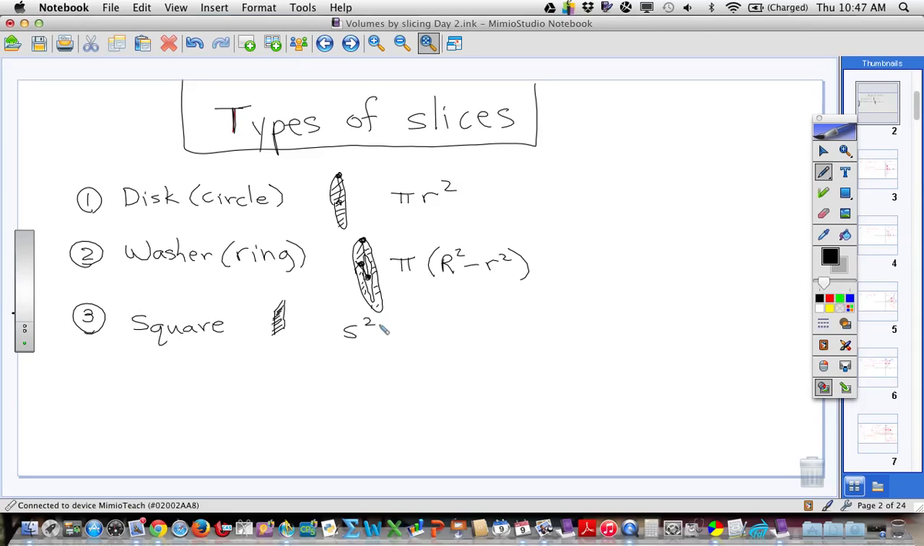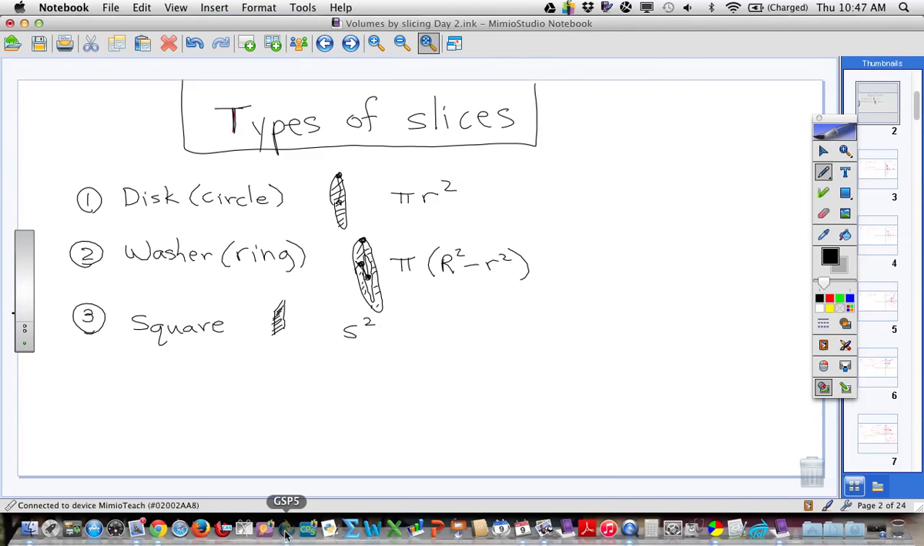But again, the key is the strip. What does the strip represent? So far we've had three things. The strip can be in there and represent the radius. In a ring, you have two strips. One is the outer radius, one is the inner radius. In a square, you have one strip, and it's the side of the square. Okay? And so you find the strip and then apply it to the appropriate formula.